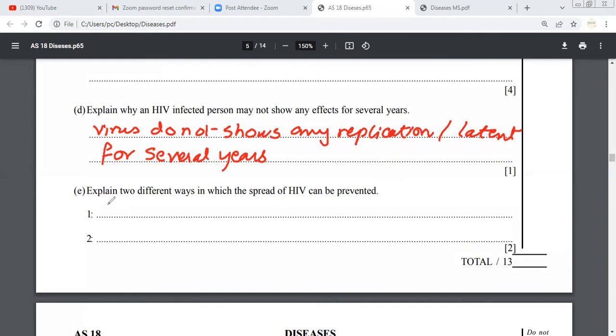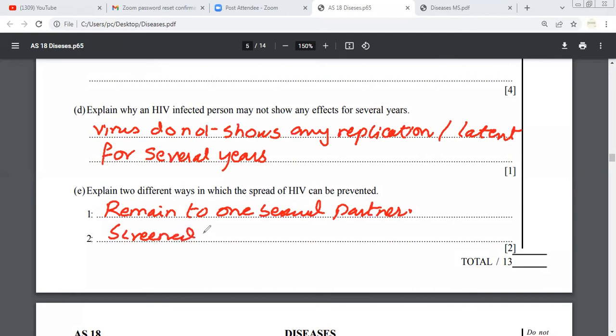Number one, remain faithful to one sexual partner. Avoid sharing blood, use screened blood for blood transfusion.